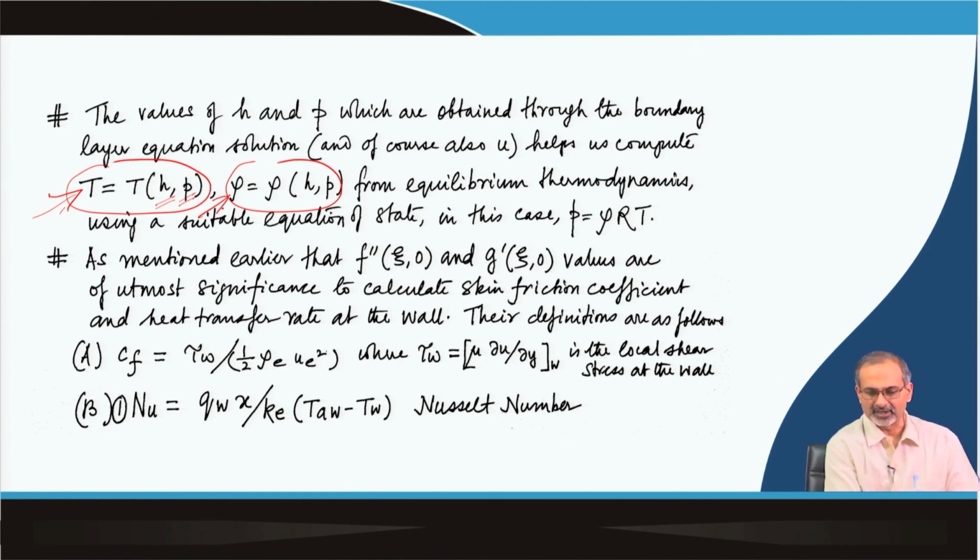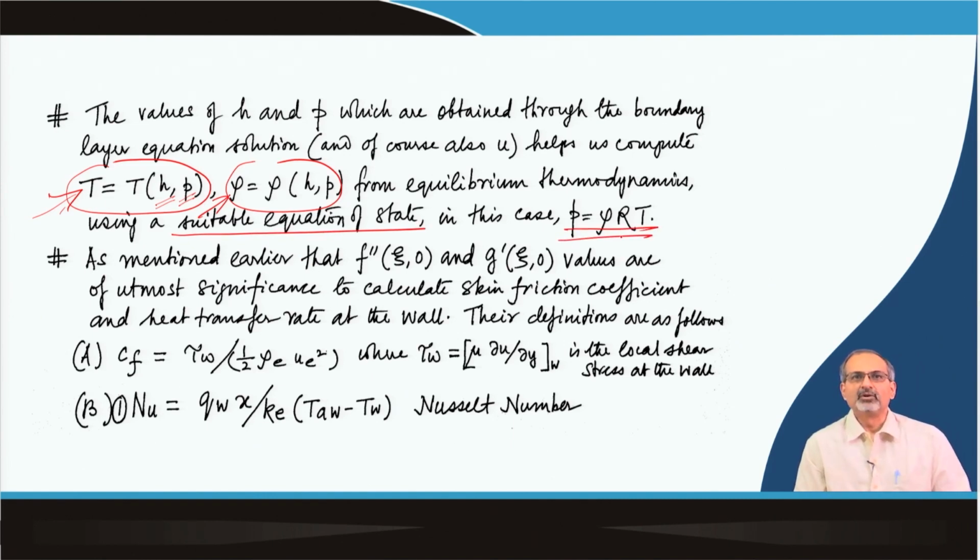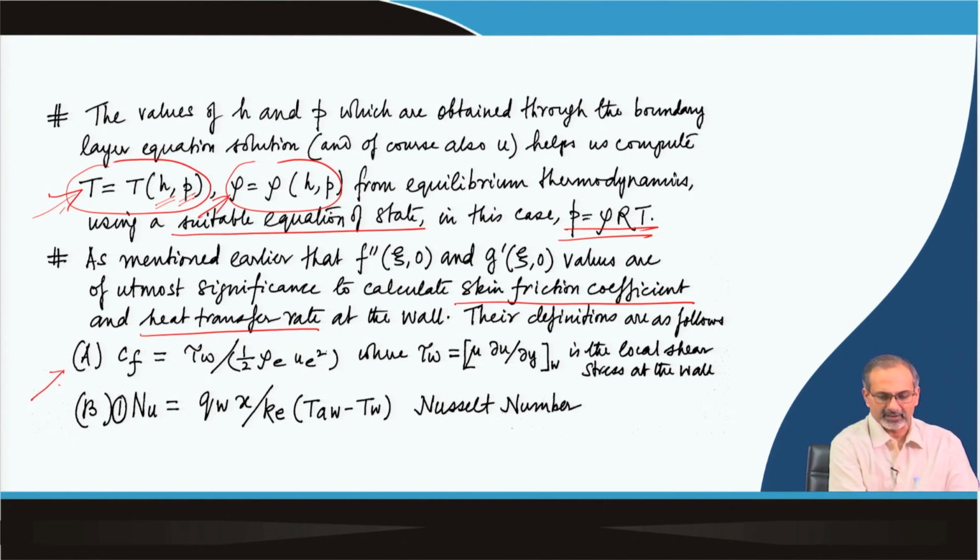perfectly obtained through that. And then if you look at the equation of state, you have p equal to rho R T. As mentioned earlier, f double dash and g dash values are of utmost significance to calculate the skin friction coefficient and heat transfer rate. Let us try to elaborate on that front.